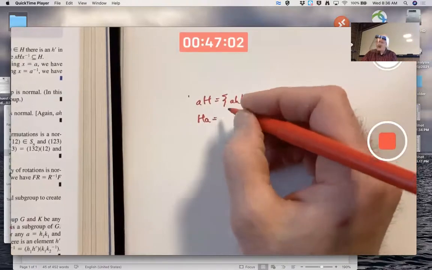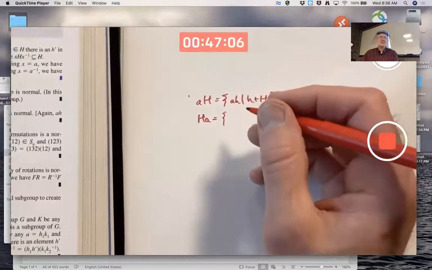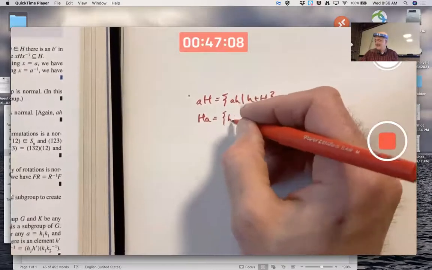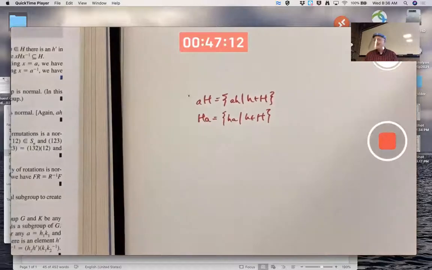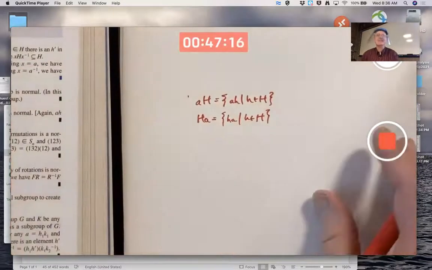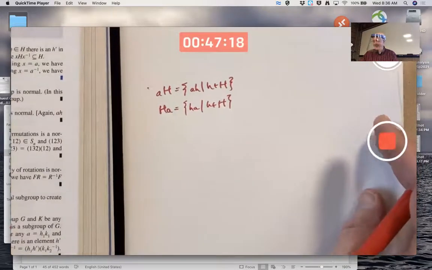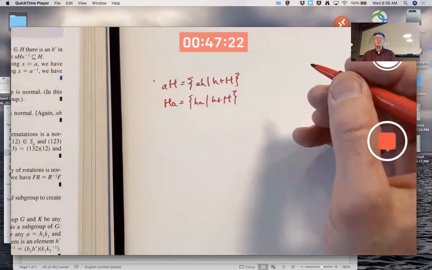Are aH and Ha equal? Take on me. You know that song? Take on me. It's by a group called a-ha. That's a joke thing. So are aH and Ha equal? Well, not in general. But if H is normal, they are equal.